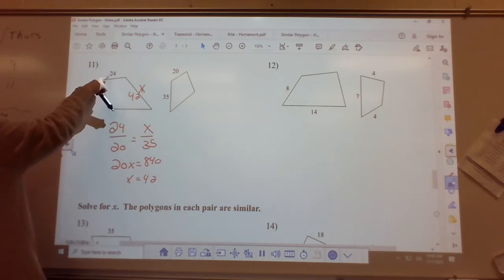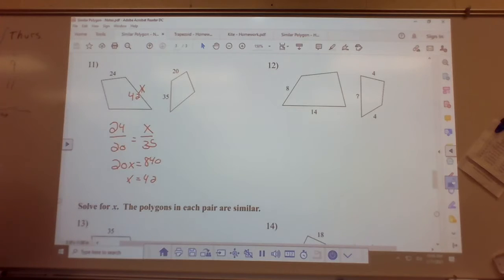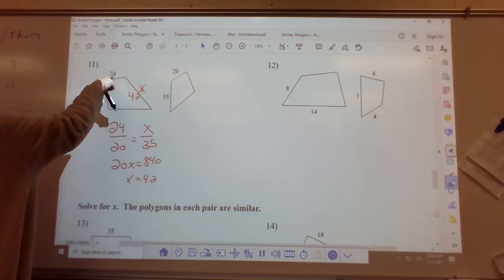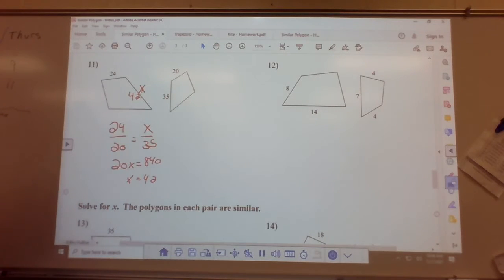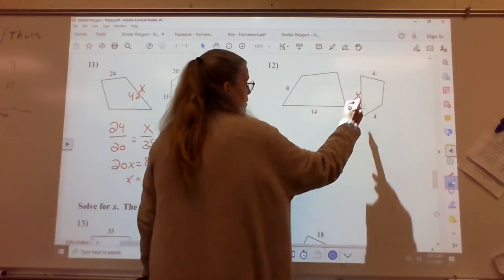So I've got one that's a 24 and a 42, my other that's a 20 and a 35. Both of those, if I were to reduce them, this would divide by 6, I get 4, 7. This would divide by 5, I get 4, 7. So it worked out. Last one on this set.